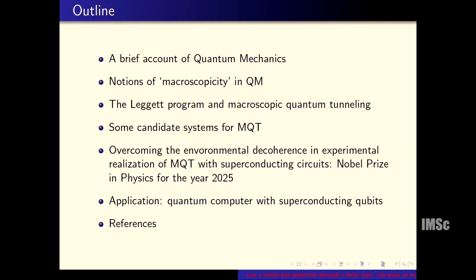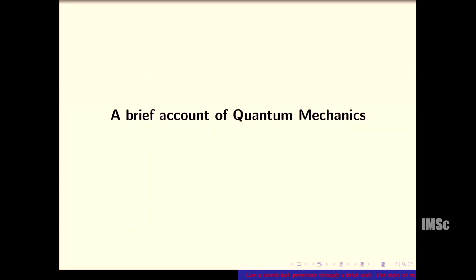I will talk about that briefly, and then I will briefly also talk about potential candidates where one can get to see experimentally macroscopic quantum tunneling. What are those candidates? And then I'll go to the discussion about last year's 2025 Nobel Prize in Physics, which was given for observing macroscopic quantum tunneling in superconducting circuits. And then, as I said, briefly talk about the applications, and I have one or two references. If you want, you can take a look at it. So let's start with quantum mechanics.